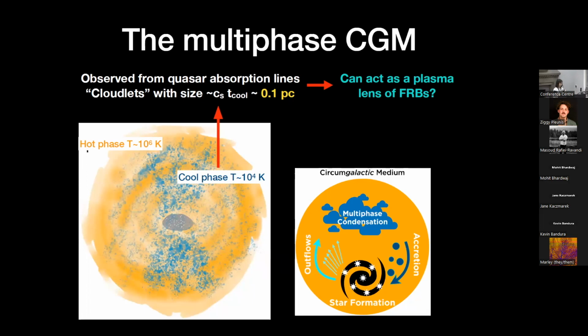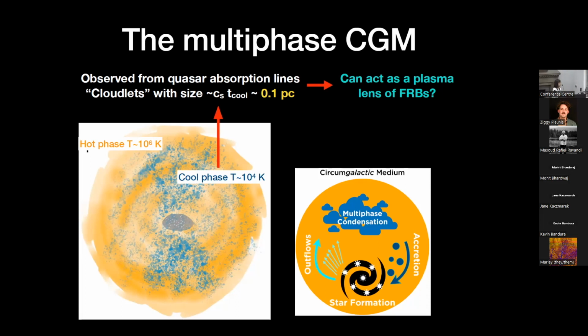The argument for the existence of these cool clouds is very similar to the physics of the Jeans mass. Basically, you just want to calculate the sound speed times the cooling time as an estimate for the size of the cloud. That's going to give you roughly 0.1 pc. So this is an order of magnitude estimate for the size of the cloud.